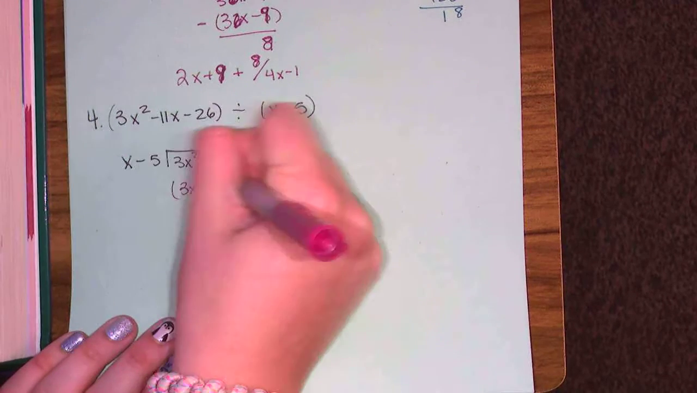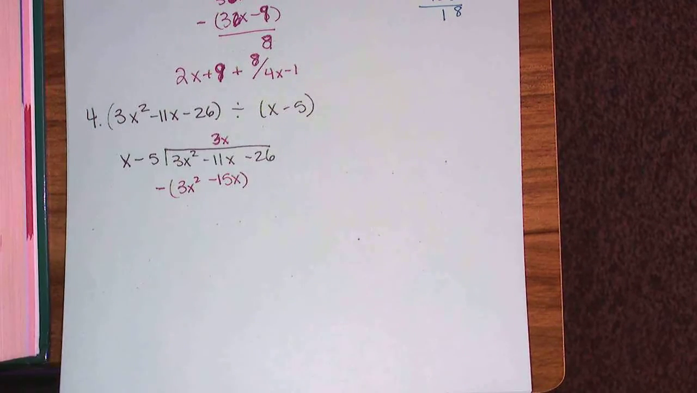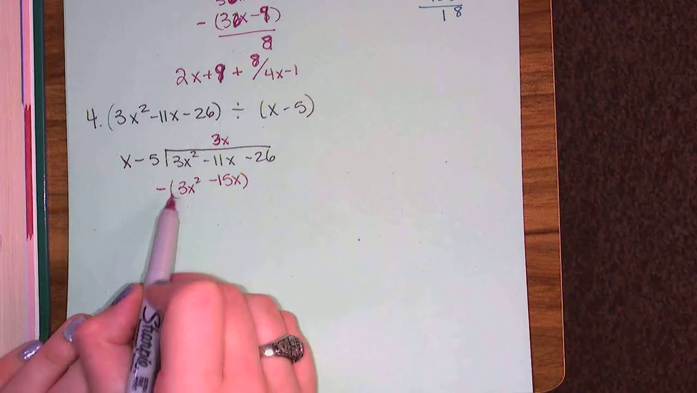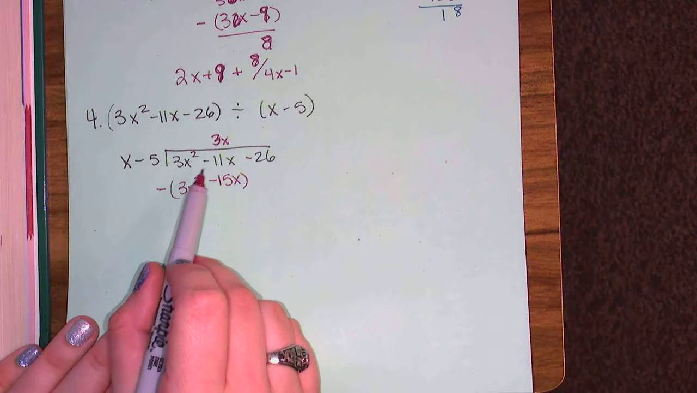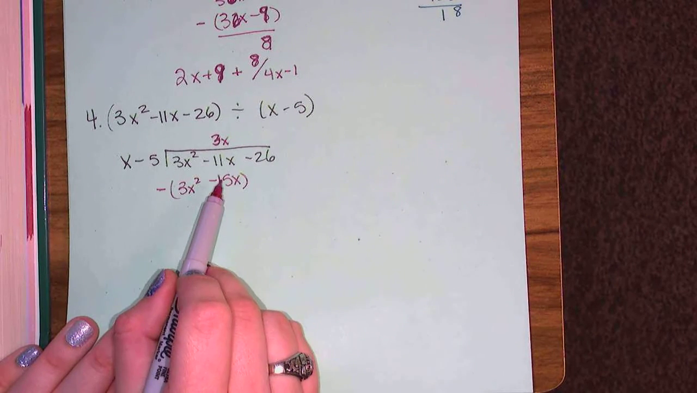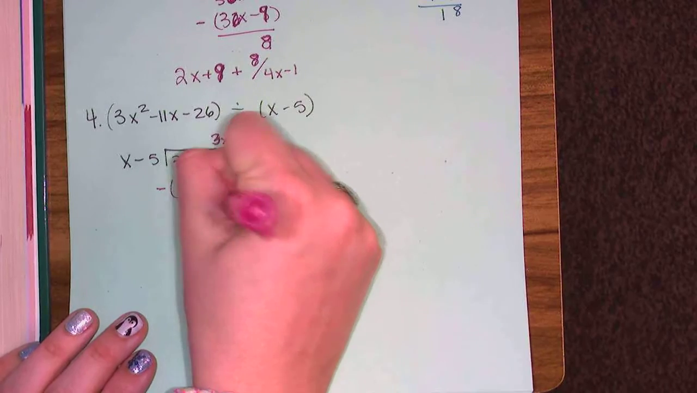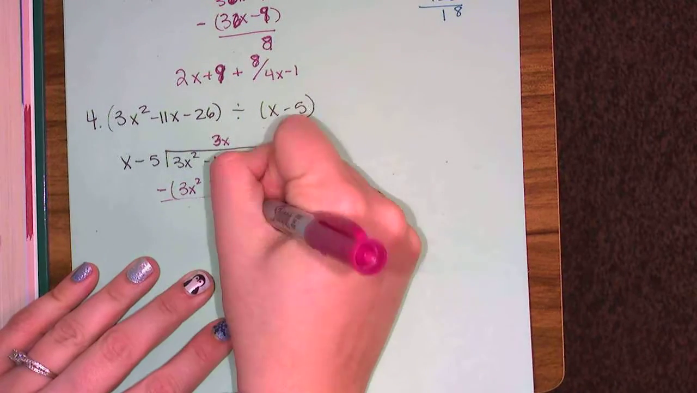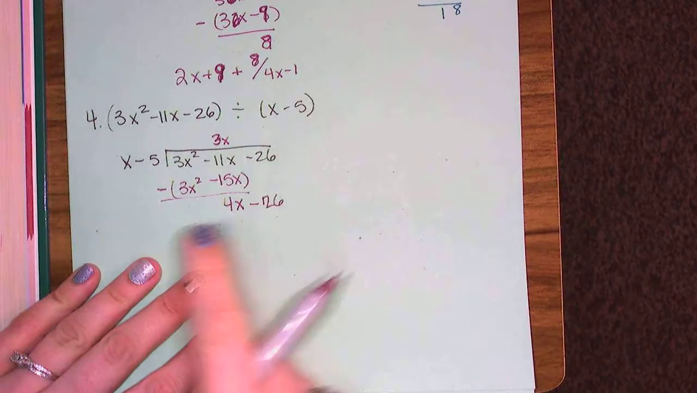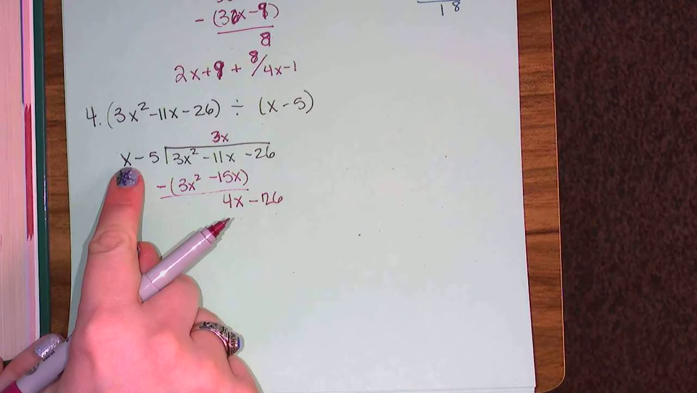And then, just so I don't lose my signs again, to get the negative 15x. Alright, so then 3x squared minus 3x squared, so the x squareds are going away. Now I have negative 11x minus a negative 15x, so that's going to be 4x. And then bringing down the negative 26. What do I need to multiply x minus 5 by to get 4?